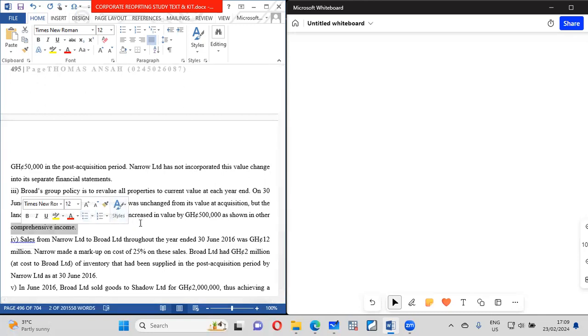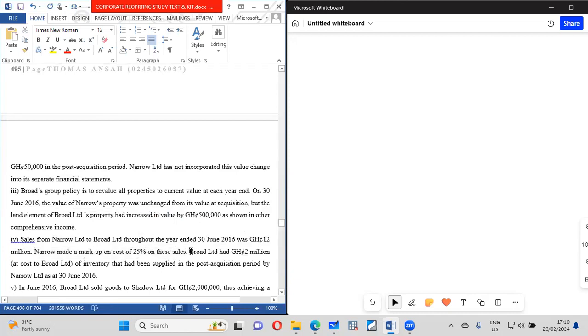So this is a reserve issue, not an earnings issue. It says that sales from Narrow Limited to Broad throughout the year ended 2016 were 12 million, and that Narrow made a markup on cost of 25%. So Narrow is the one who sold, and there's a need for us to do a provision for unrealized profit. And if Narrow sold, we should look at Narrow in terms of margin, not markup. So now we will have to convert this.